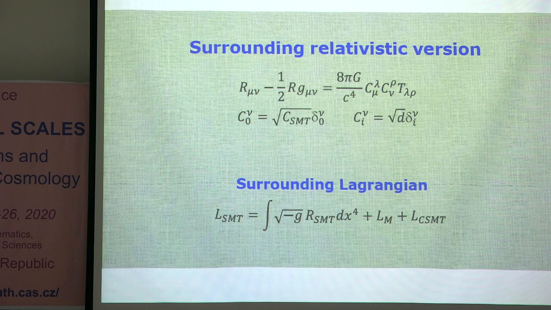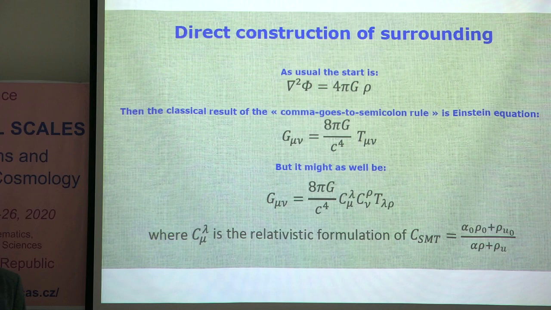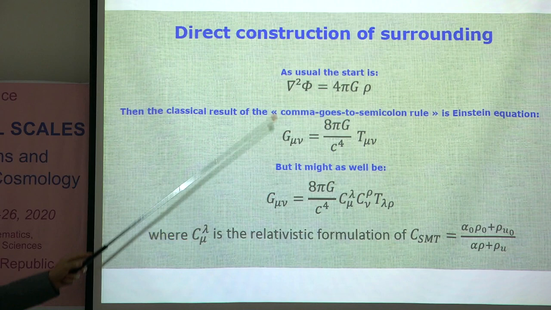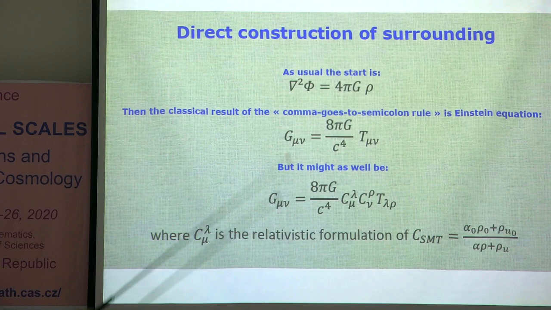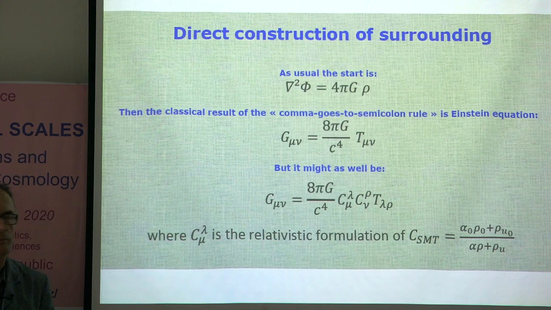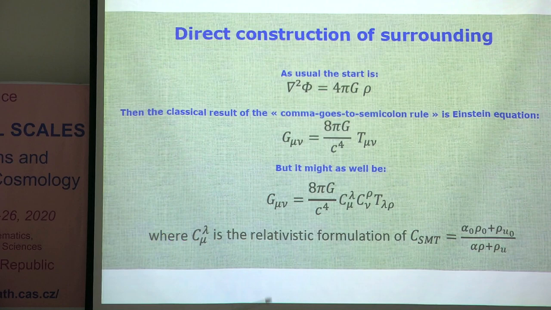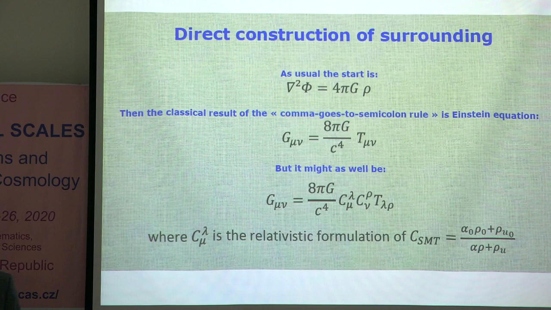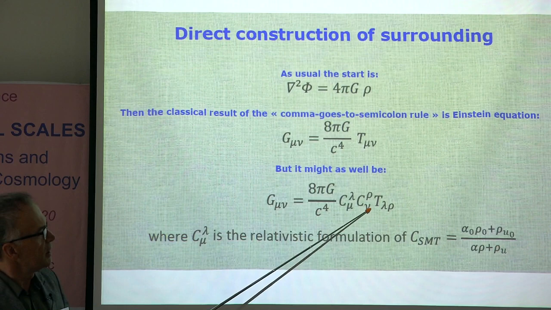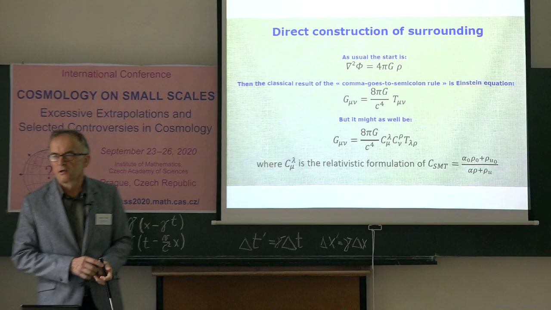So this is showing you that I told you the surrounding model was autonomous. This is why. When you start from the Poisson formulation of Newton's law, and you apply the classical rule, you obtain such an equation, which is well known. But you can complicate it a little bit and add here a multiplying or coupling tensor, which is a mixed tensor. This is the idea of the surrounding effect.